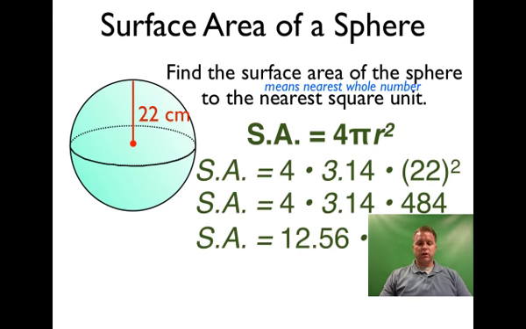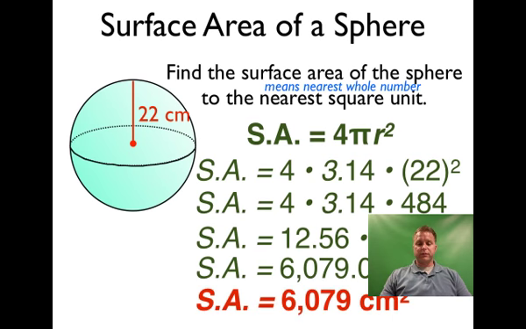So we have 4 times 3.14 times 22 to the second power, and 22 to the second power is 484. 4 times 3.14 is 12.56. Times that by 484, you get 6,079 and 4/100 square centimeters. Rounding that to the nearest whole number, it's going to be 6,079.